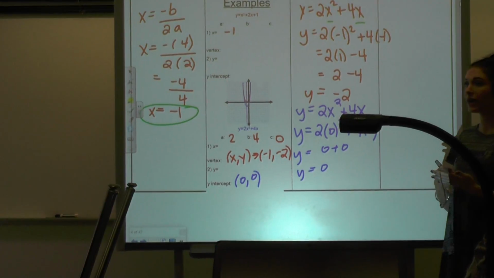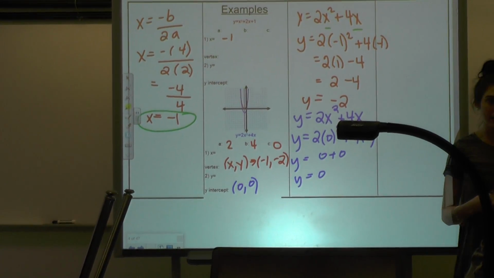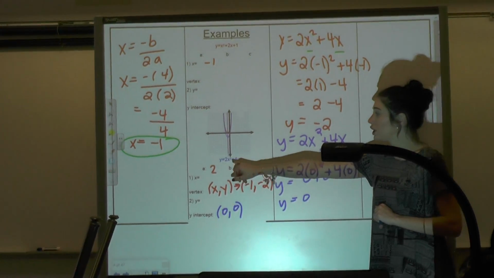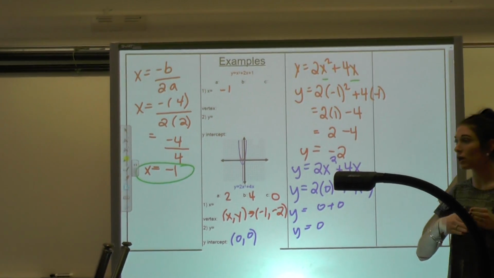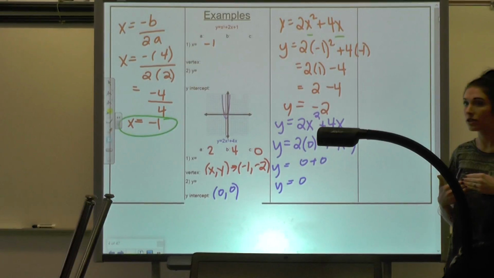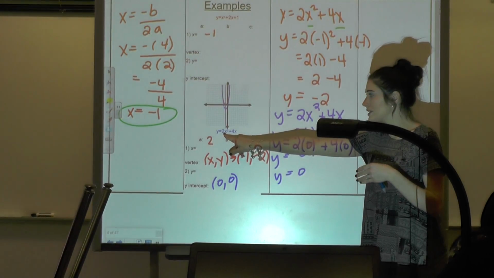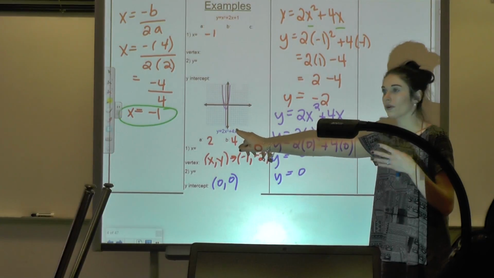Y-intercept will always be 0c. Always. Because no matter what you multiply by 0, what are you going to get as your answer? 0. Perfect. So if we plug in a 0 here, what's it going to go to? It's going to go to 0. If we plug in a 0, 4 times 0, it's going to give you 0.